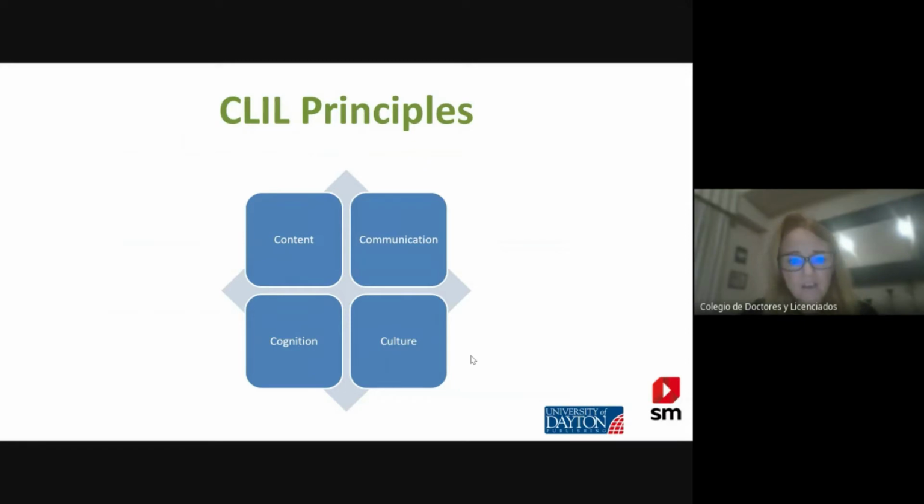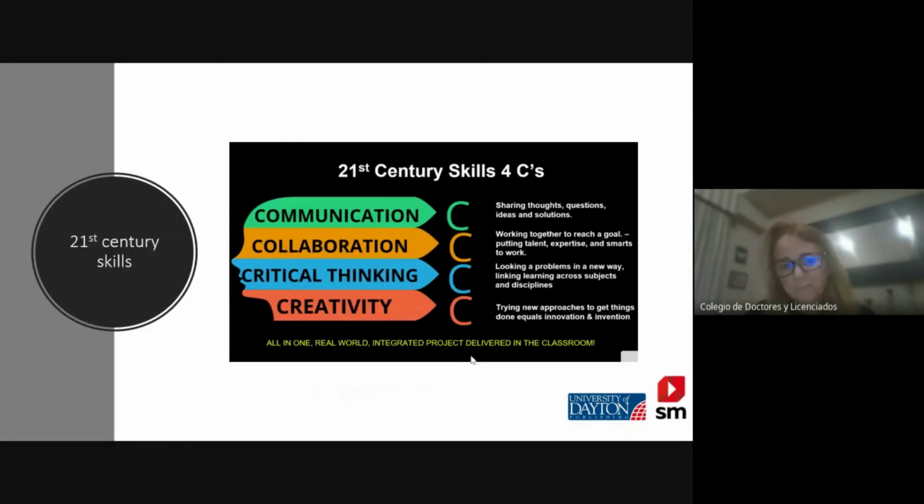And then the final one is cognition. And this is getting students to think about what they're doing. Not memorizing, not highlighting endless bits of text, but really getting them into the center of education and getting them to think about what the content is and what they're learning. And to do this, we need an integration of all skills.